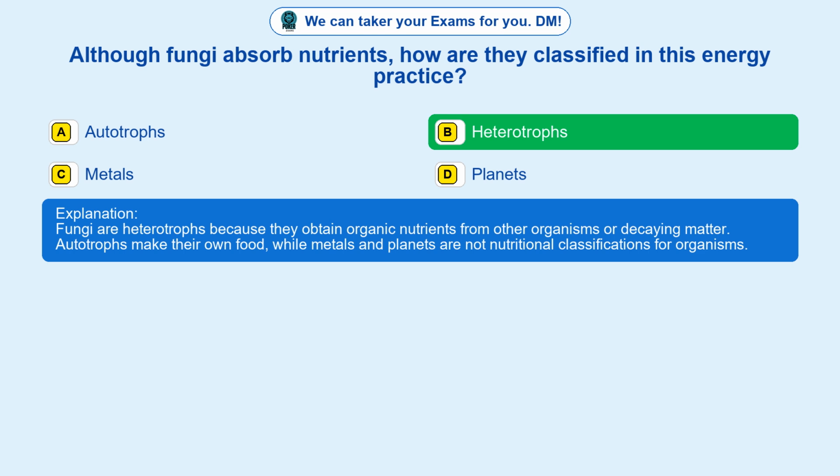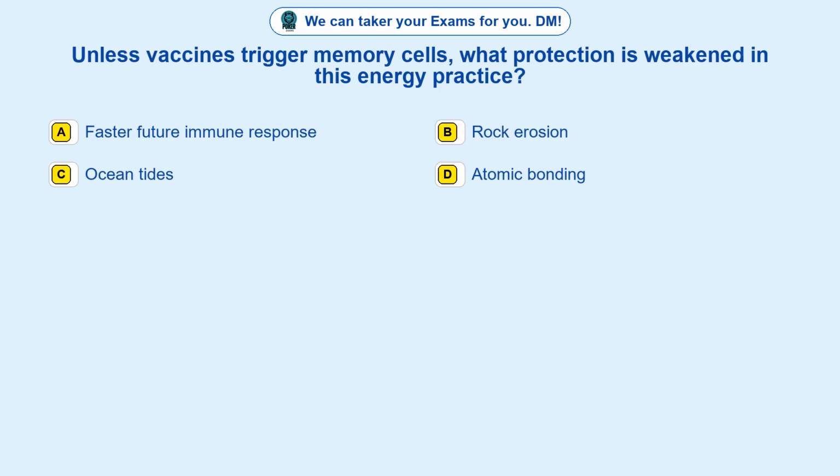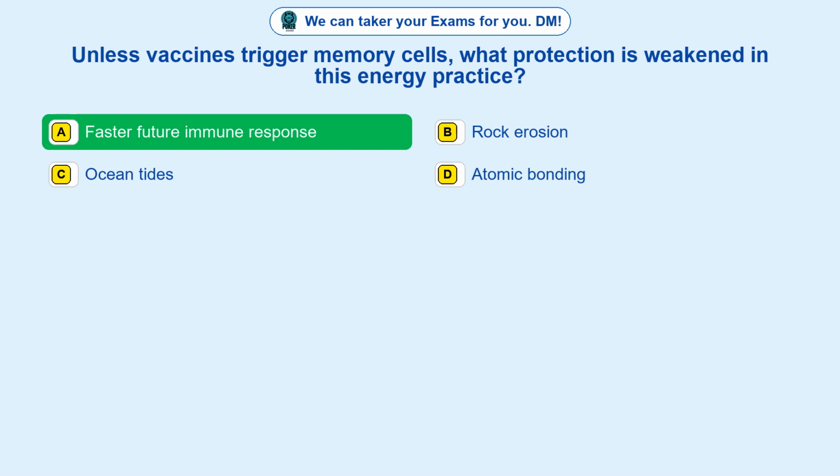Autotrophs make their own food, while metals and planets are not nutritional classifications for organisms. Question 22. Unless vaccines trigger memory cells, what protection is weakened in this energy practice? Option A. Faster future immune response. Option B, rock erosion. Option C, ocean tides. Option D, atomic bonding. The correct answer is option A.